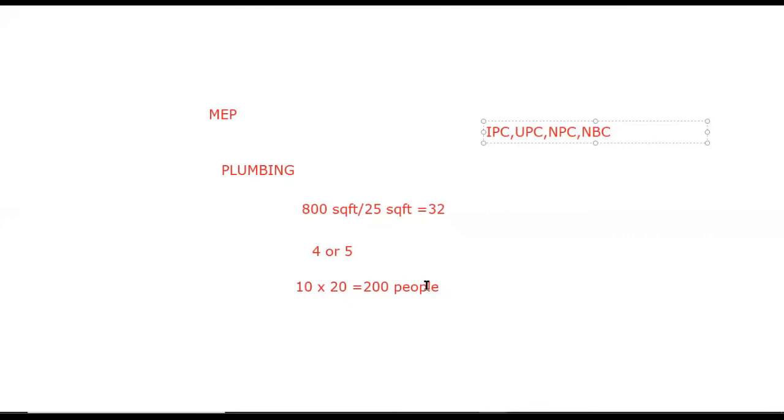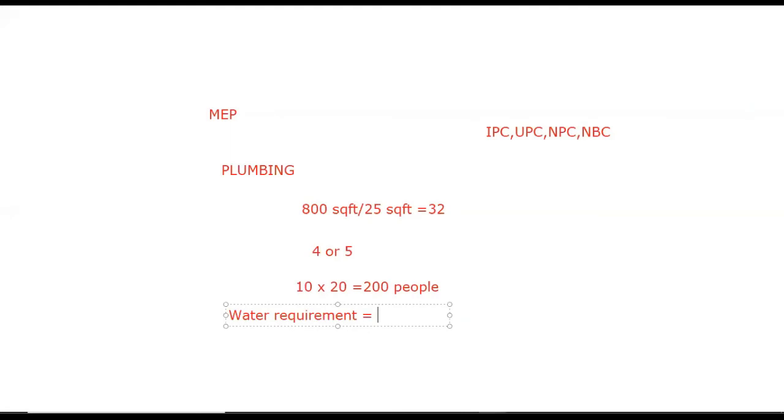So as a plumbing design engineer, for that particular G plus building, we have calculated the number of people. Second thing, we need to calculate the water requirement. How to calculate this water requirement? By making use of UPC and NPC, the National Plumbing Code, we have the minimum information.